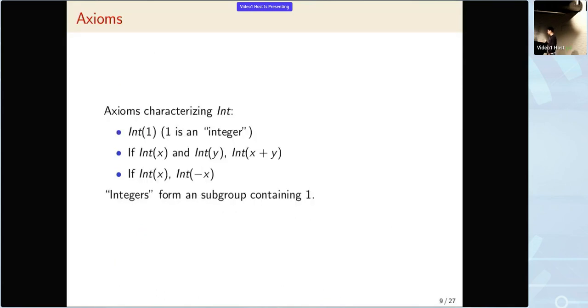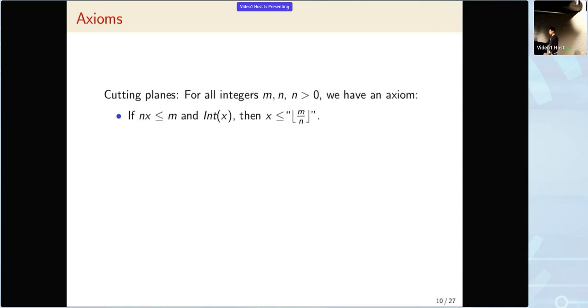Moving on to the integers, we insist that 1 is an integer, that if x and y are integers, x plus y is an integer, and that if x is an integer, negative x is an integer. So one way to say this is that the subset of integers within a model forms the subgroup that contains 1. Our last axiom is called the cutting planes axiom.